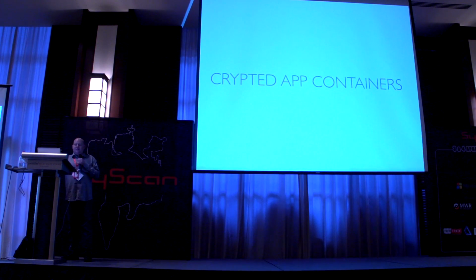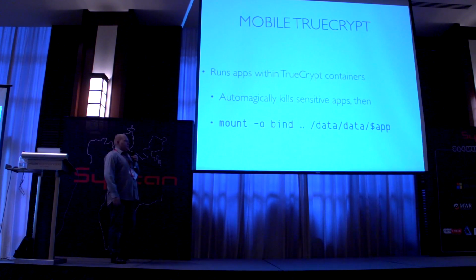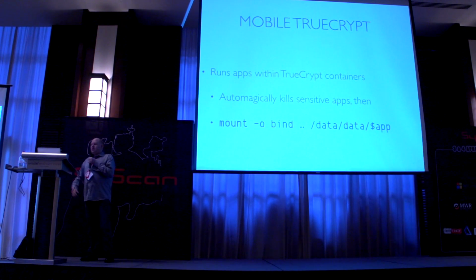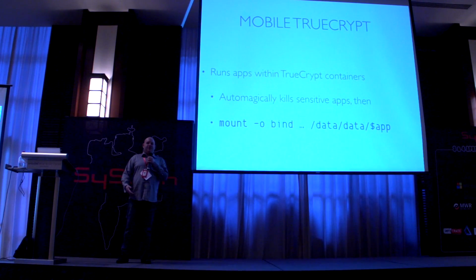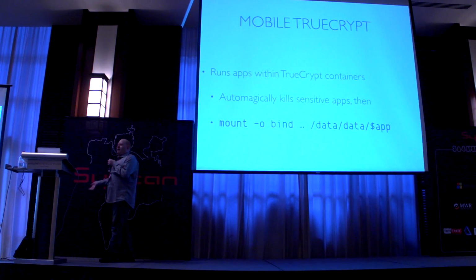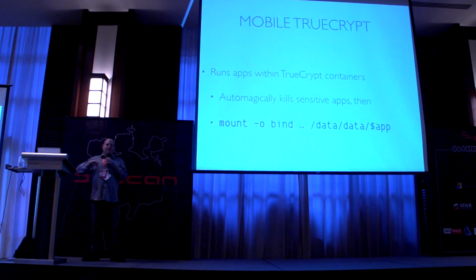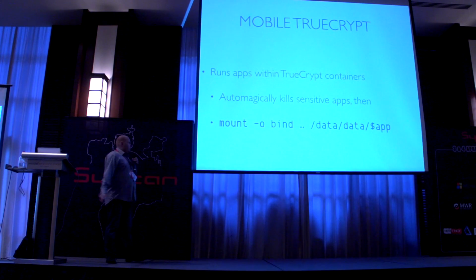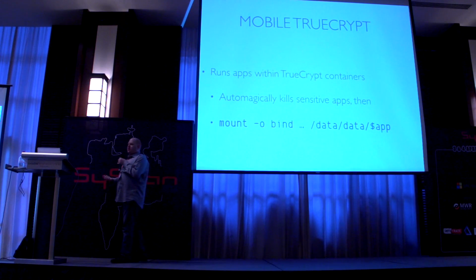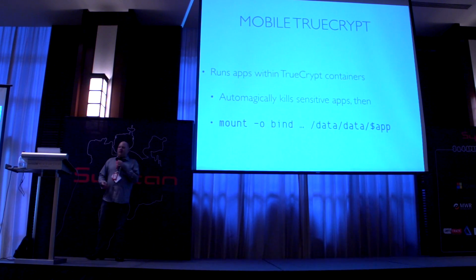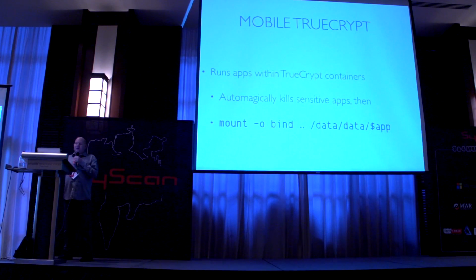The encrypted app containers are basically TrueCrypt, right? So we have a mobile version of TrueCrypt, which allows you to create a TrueCrypt volume on your phone. When you mount your volume, it automatically kills all of your sensitive applications. It will bind mount them into your TrueCrypt volume, and then when you restart them, all of the data will appear inside of the TrueCrypt volume. So this gives you a second layer of encryption, right? Everything that's running is now running out of a TrueCrypt volume.